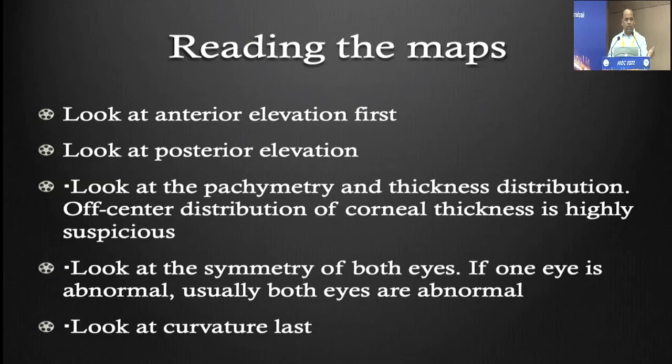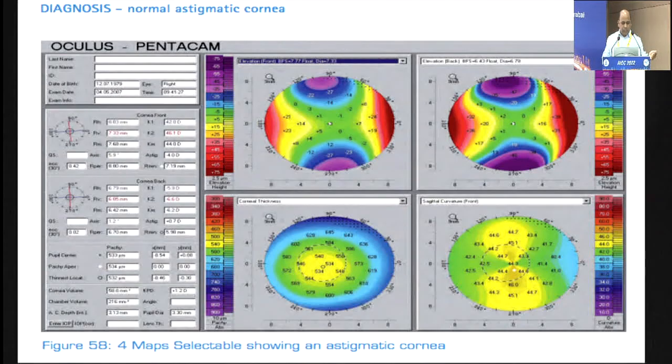And we have to look at the curvature in the last. So this is a normal astigmatic cornea. You can see the K readings are 42 and 46, although the superior-inferior symmetry is not there. So this is a normal cornea.